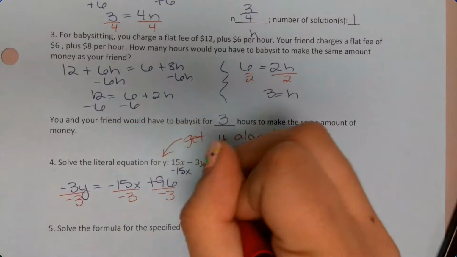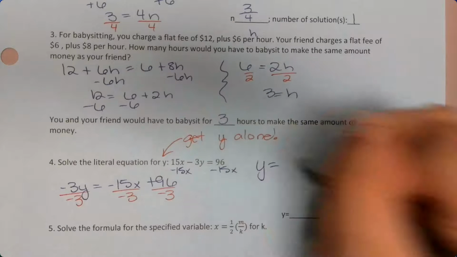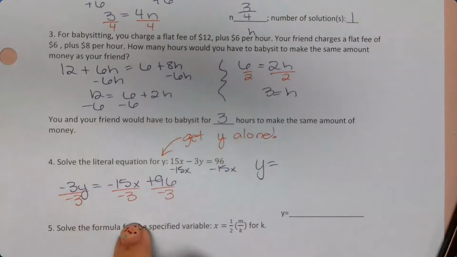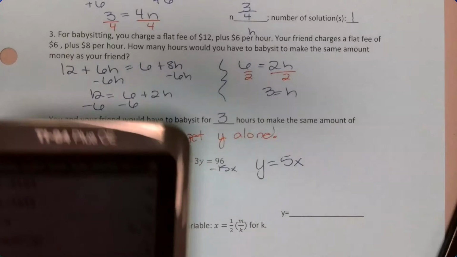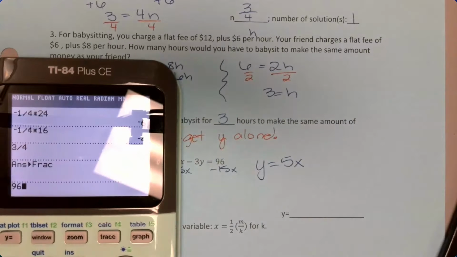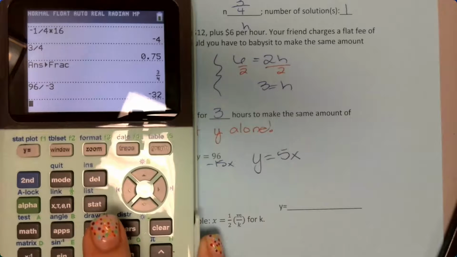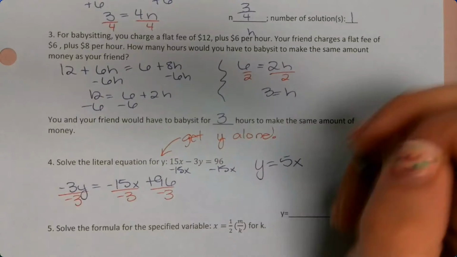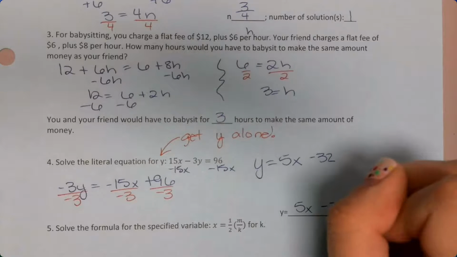So that is going to give me y equals negative 15 divided by negative 3 is a positive 5x. And then I don't know 96 divided by negative 3, so I'm going to type that one into my calculator, which gets me negative 32. So I'm going to have y equals 5x minus 32.